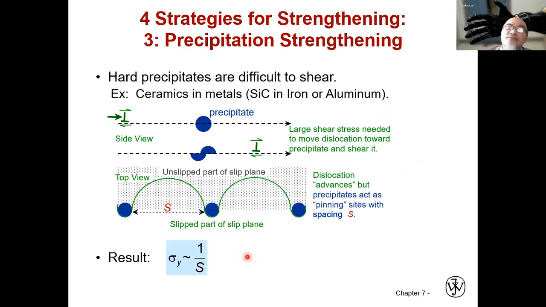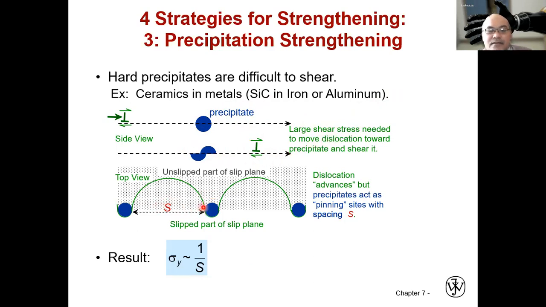This is actually similar to introducing impurity, but you are not making an alloy with another metal; instead you are introducing another type of impurity, for example, ceramic impurity inside metal. By introducing silicon carbide in iron or aluminum, a large shear stress is needed to move the dislocation towards the precipitate and to shear it.